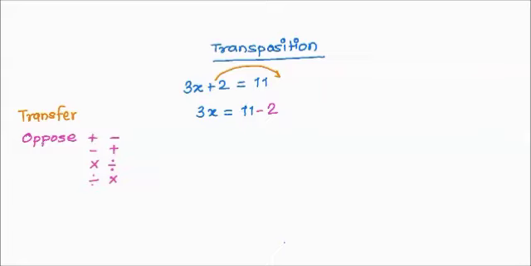So now we have 3x is equal to 9. Now we want to transfer this 3. 3 is multiplied here, so when it goes that side, it should be divided. Instead of multiply, it will be divide. So 9 upon 3, therefore x is equal to 3.